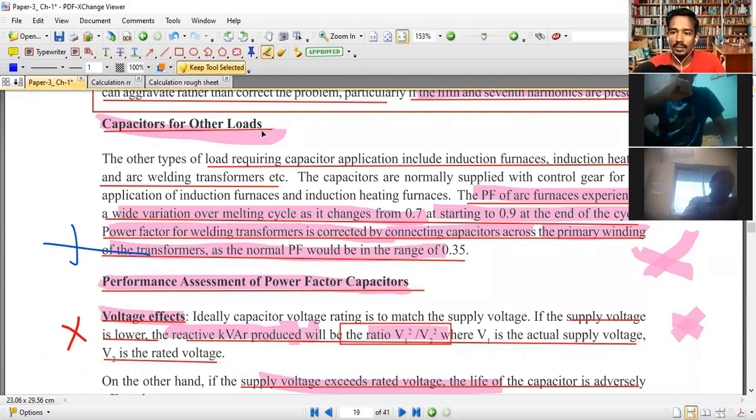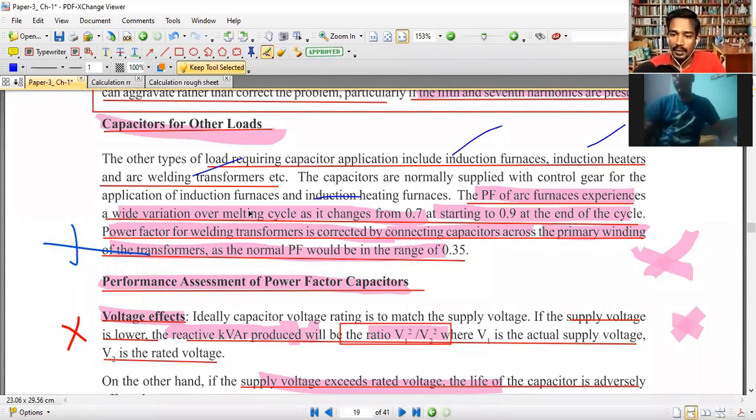Capacitors for the other loads: what types are they using? Maybe induction furnace, induction heater, arc welding also. The capacitors are normally supplied with control gear. They always use some control gear to automatically control the power factor. Application for induction furnace, induction heating. It's very important, sometimes they ask what type they are using. They are using capacitors with control gear, normally supplied with the capacitor.